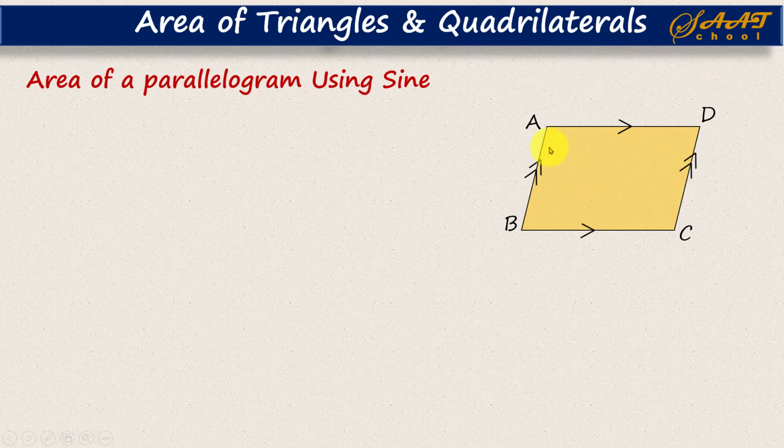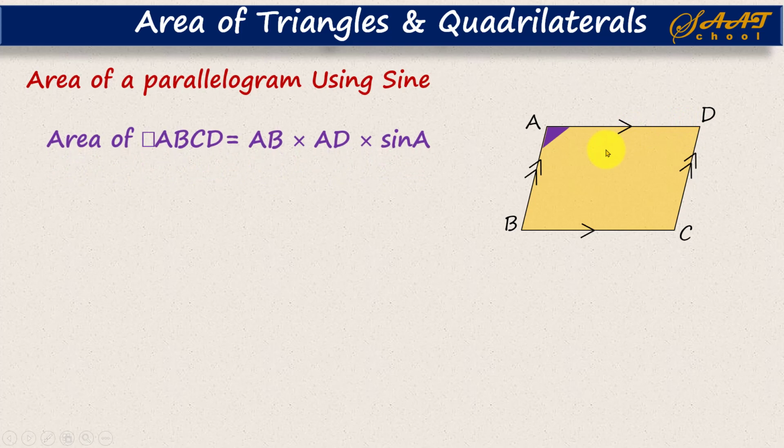Now, to calculate the area of this parallelogram ABCD, we have to know any angle in this parallelogram. Suppose angle A is given as well as the adjacent sides AB and AD. Then we can find the area of this parallelogram using this sine relation. So these are two adjacent sides and the angle between them.